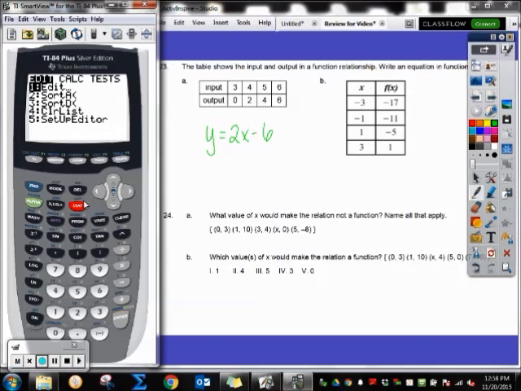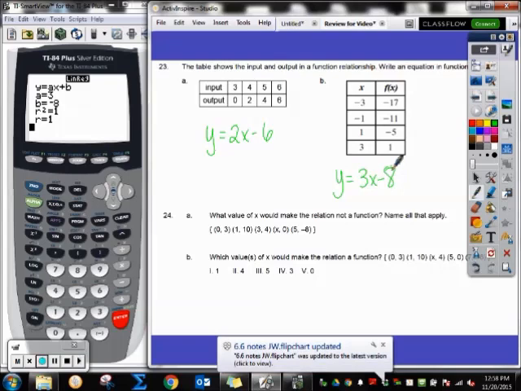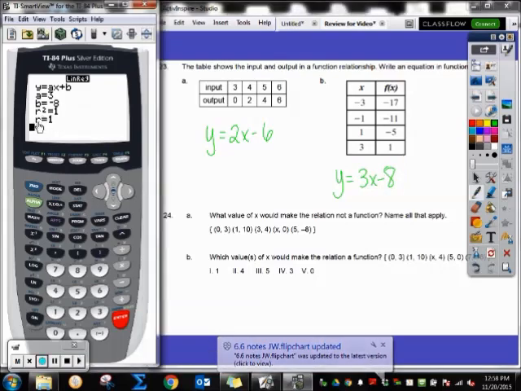Now I'm going to do stat calc, so arrow to the right, number 4. When I get to store regression equation, alpha trace, and my equation would be y equals 3x minus 8. And just as a reminder, if r is 1, that means that is a perfectly straight line.